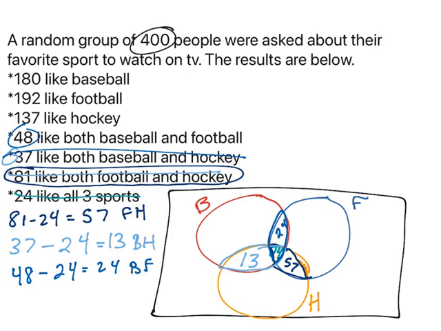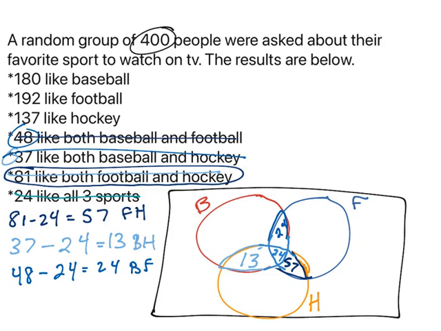All right, now I'm going to just fix this a little bit here in the middle, because this number is 24, and that was a little hard to read. This is a 57. Okay, so now that we have all of our overlaps done, now we can go to our individuals.